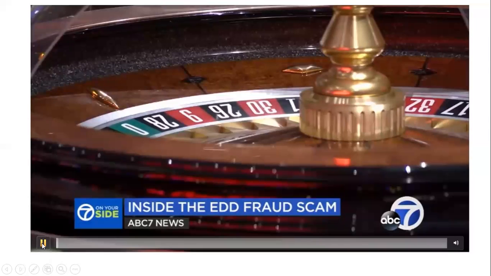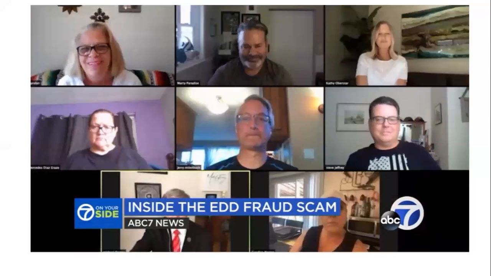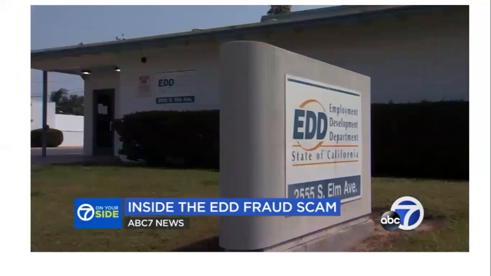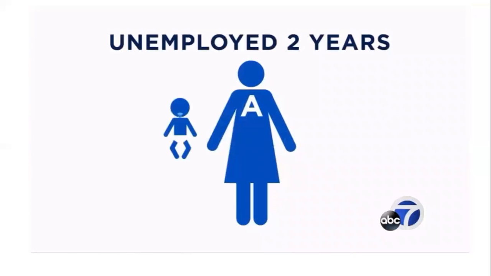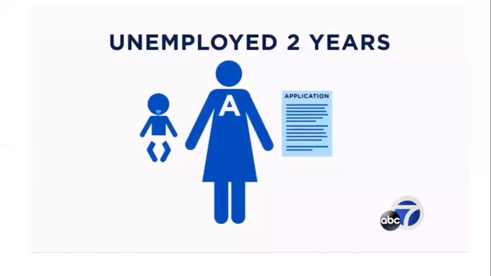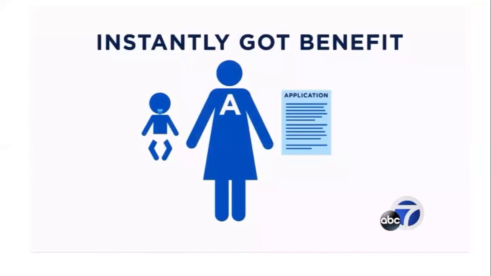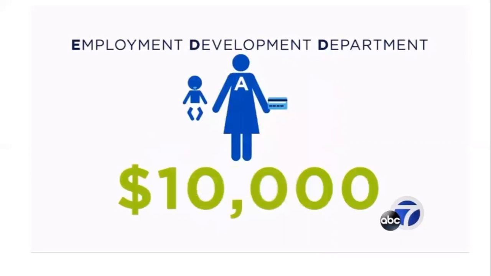Some of the truly unemployed say they've waited months without receiving their benefits. The normal waiting period is 3 weeks. According to a second source, people who she says fraudulently applied received their benefits in one. Person A, who hasn't been employed since having a baby 2 years ago, still applied, and our sources tell us she almost instantly received back benefits from EDD totaling $10,000.